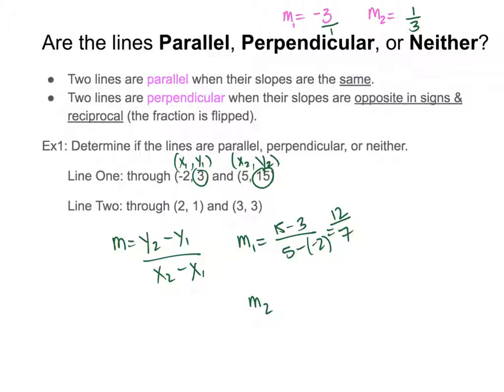So I'm going to set that up like before, taking my y's and subtracting them. And so the top here, 3 minus 1, gives me 2. The bottom here, 3 minus 2, gives me 1. So notice how the two slopes are not reciprocals of each other, right? And they're also not opposite in sign. So definitely not perpendicular, and it's definitely not parallel because the values are not the same. So this case is also a neither.